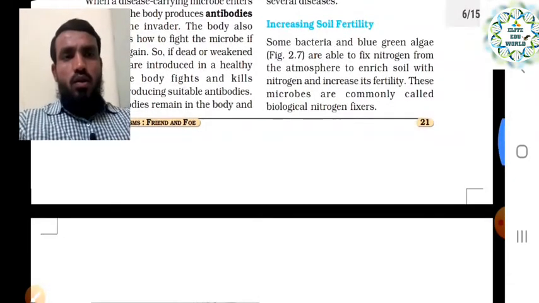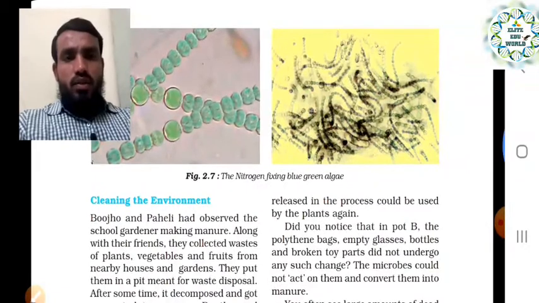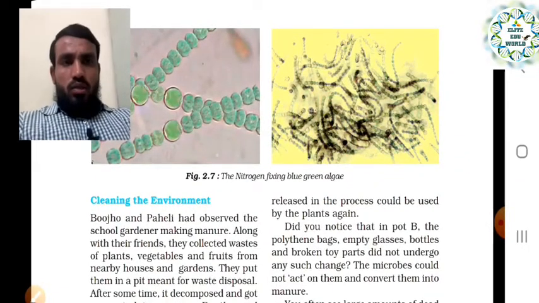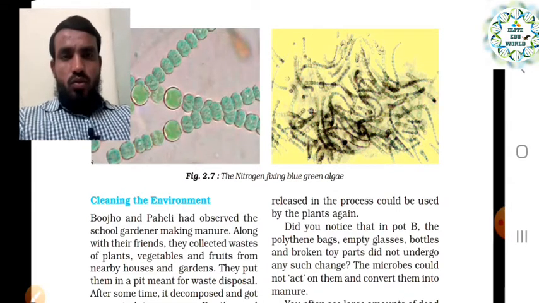Then commonly called biological nitrogen fixers we have seen. This is the figure we have seen for nitrogen fixing blue green algae. So rhizobium bacteria and blue green algae can be useful to fix the nitrogen, right.